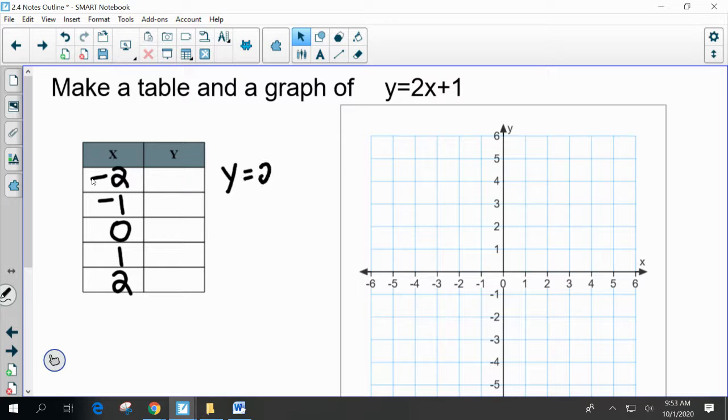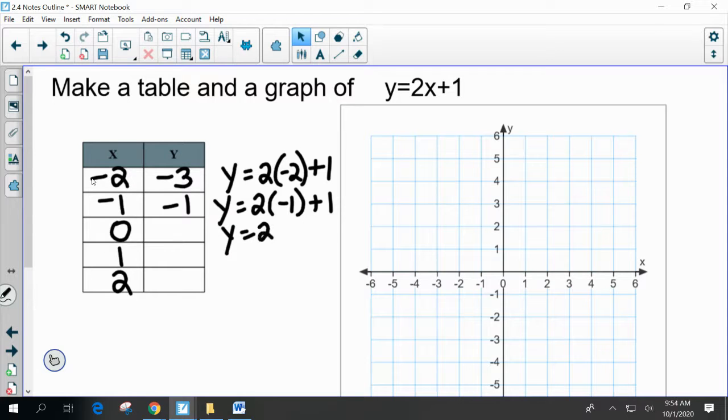So y equals 2, plug in -2. So I would use parentheses to show that, and then plus 1. So 2 times -2 plus 1. Yes, -3. And this, you might be using your calculator quite a bit today. The next one, y equals 2 times -1 plus 1. What's that equal? -1.